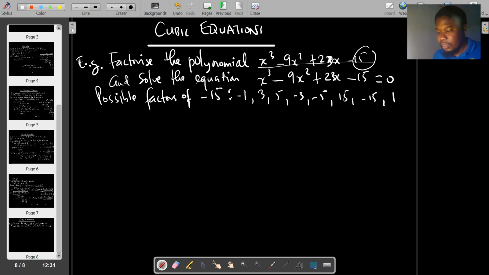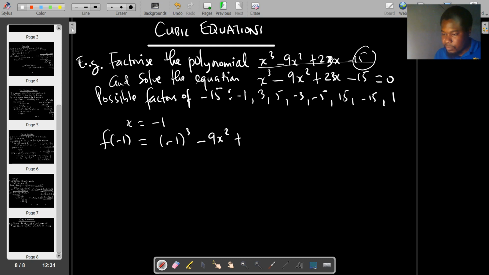These ones, if you multiply them, end up giving us 15 if they multiply against each other one way or the other. Now let's start with x equals negative 1. Therefore f of x will be equal to negative 1 to the power 3 minus 9x squared plus, no, what am I doing?